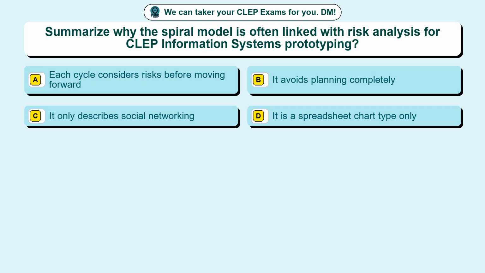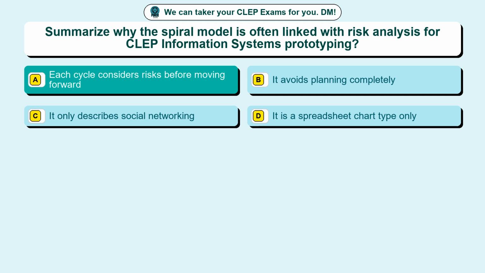Question 71. Summarize why the spiral model is often linked with risk analysis for CLEP Information Systems prototyping. Option A, each cycle considers risks before moving forward. Option B, it avoids planning completely. Option C, it only describes social networking. Option D, it is a spreadsheet chart type only. The correct answer is option A, each cycle considers risks before moving forward.